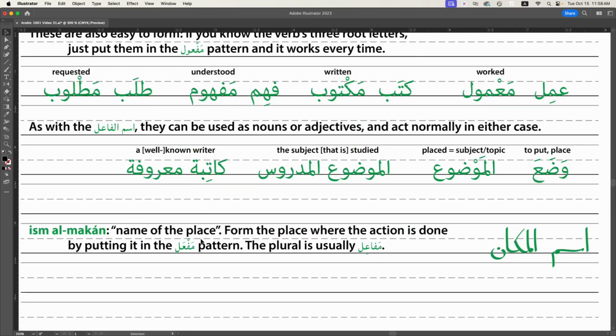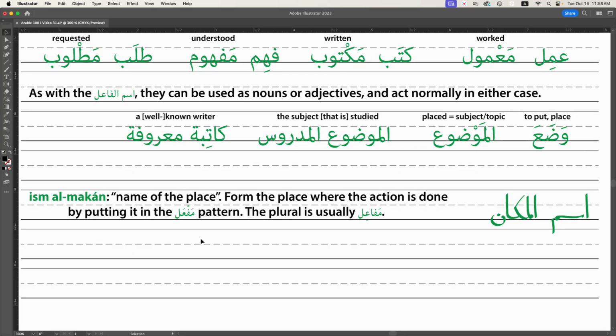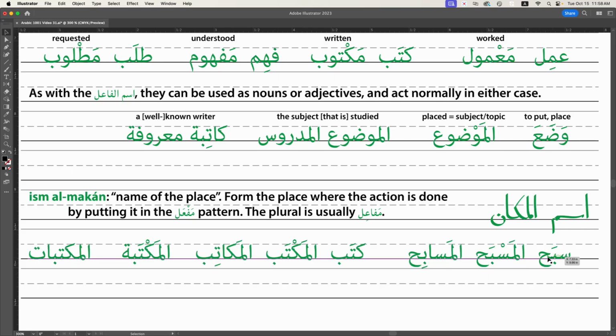And then lastly, we get to ism al-makan, the name of the place. Kaf wow noon is to be. So remember, when wow or ya are root letters, funny things happen. We had sa yakun for he will be in the last video. So here's al-makan, the place where you are is what it is. So the maf'al pattern is what we use here, and the plural is usually mafa'il. So for example, sabaha is to swim. So al-masbah is the swimming pool. If we have multiple pools, it's masabih, and these form regularly.